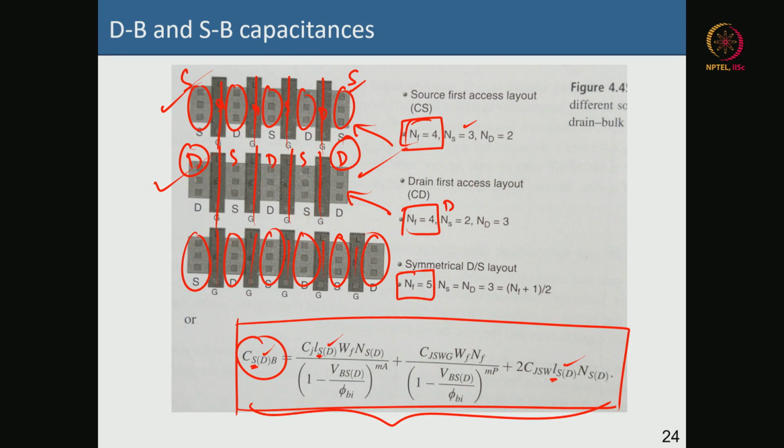If there is an odd number of fingers, then there is a slightly different expression. People have derived these expressions analytically, so we do not have to worry about that, but these are the source and drain bulk capacitance values. Apart from that, we already discussed the other capacitances, the overlap capacitances. So we are done with all the capacitances. All these capacitances together will decide your small signal performance. It will also decide your RF performance.